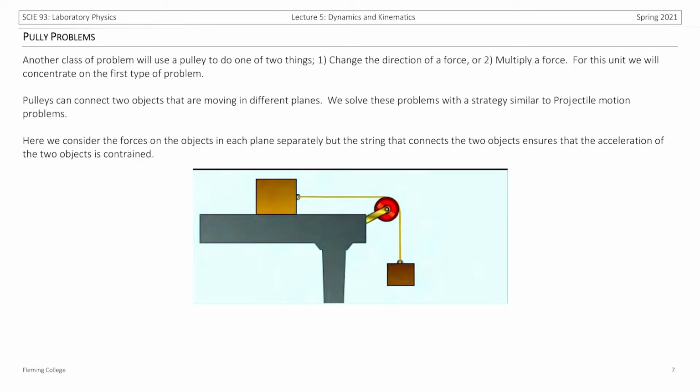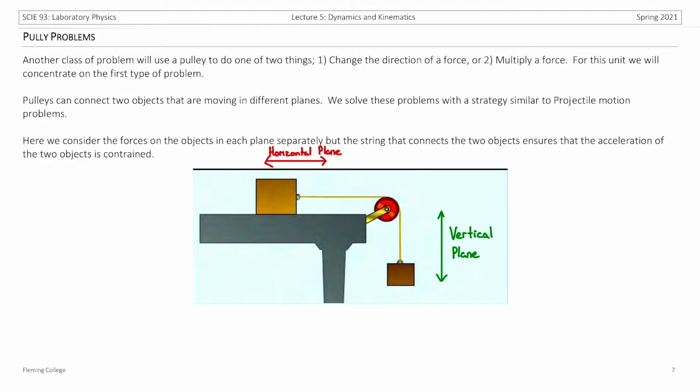And we're going to introduce another class of problem. We're going to start talking about pulleys in this course. When we apply a pulley to a problem, we're attempting to do one of two things. We are either trying to change the direction of the force from the vertical plane to the horizontal plane, or we can be attempting to multiply a force. For this unit, we are going to concentrate on the first type of problem, changing the plane that a force acts in. So if a pulley connects the forces acting in two different planes, it will also connect the motion in the two different planes.